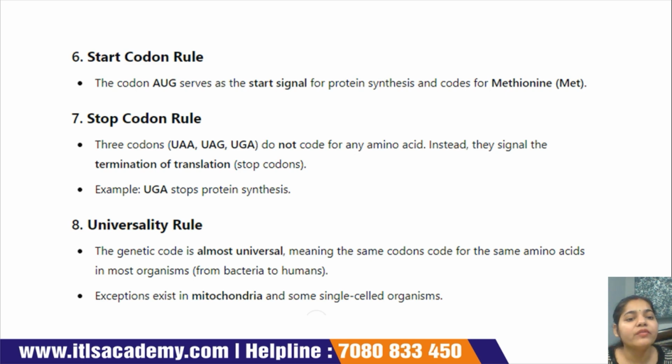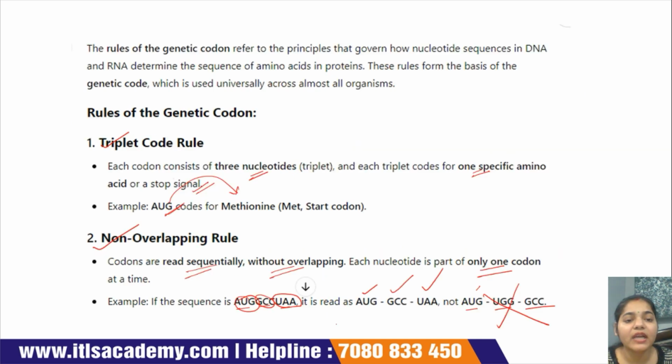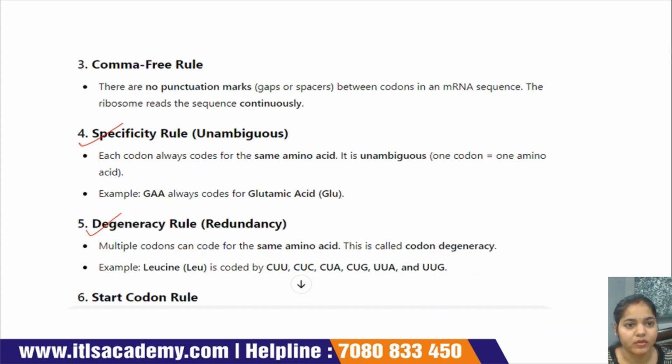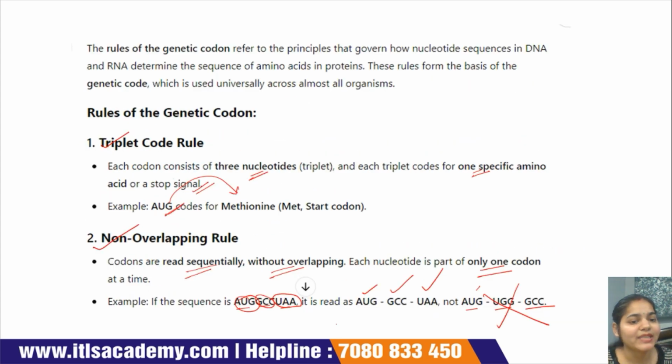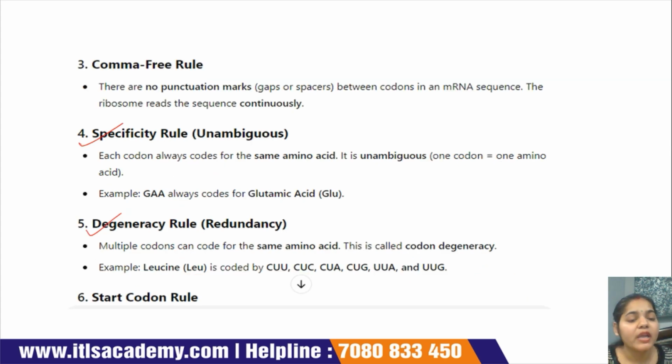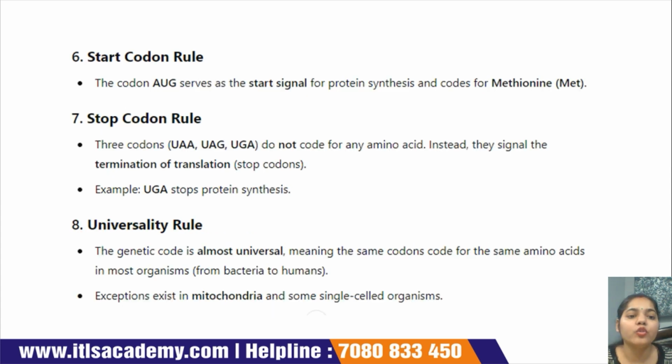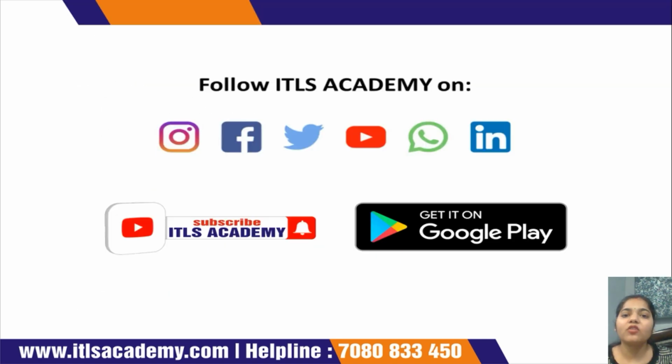Next, the universality rule. The genetic code is almost universal, meaning the same codon codes for the same amino acid in most organisms, with exceptions in mitochondria and some single-cell organisms. These are the rules of the genetic code: first the triplet code rule, second non-overlapping rule, comma free rule, specificity rule, degeneracy rule, start codon rule, stop codon rule, and universality rule. This is all about today's lecture.